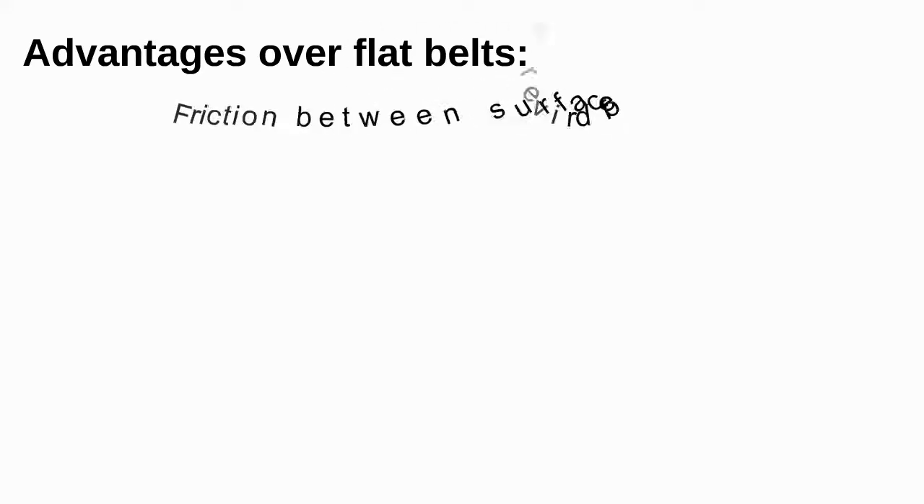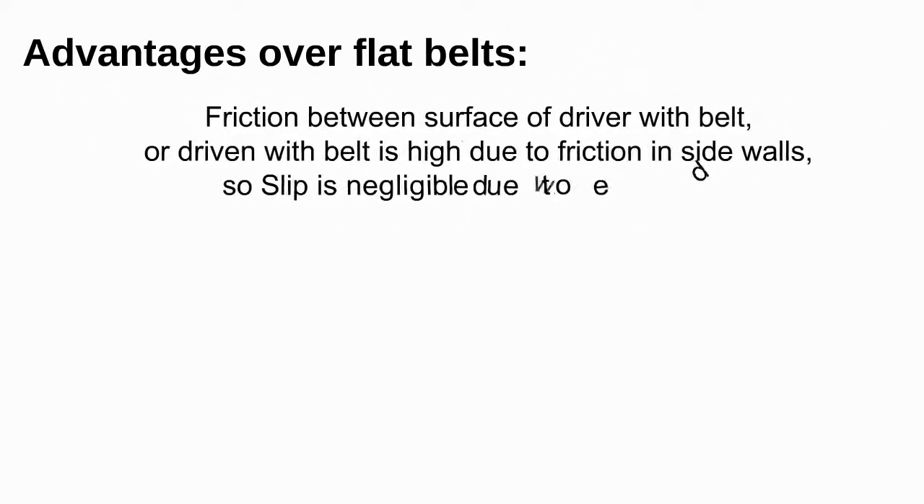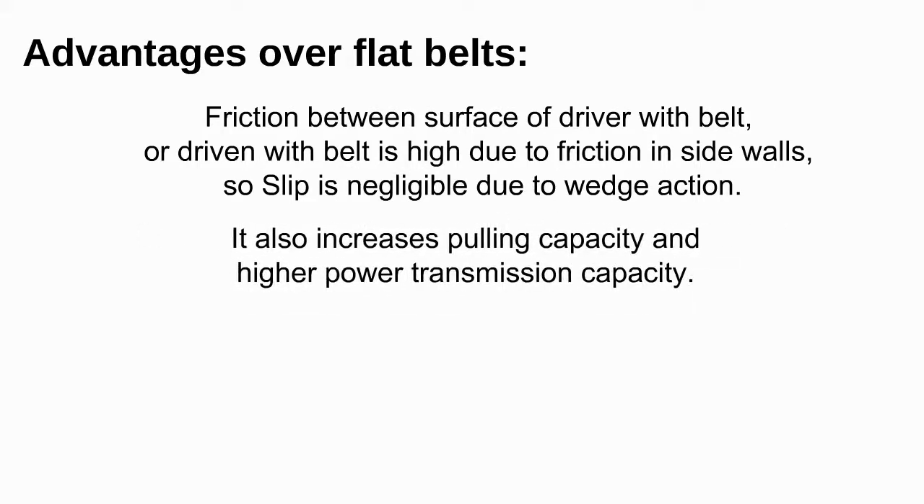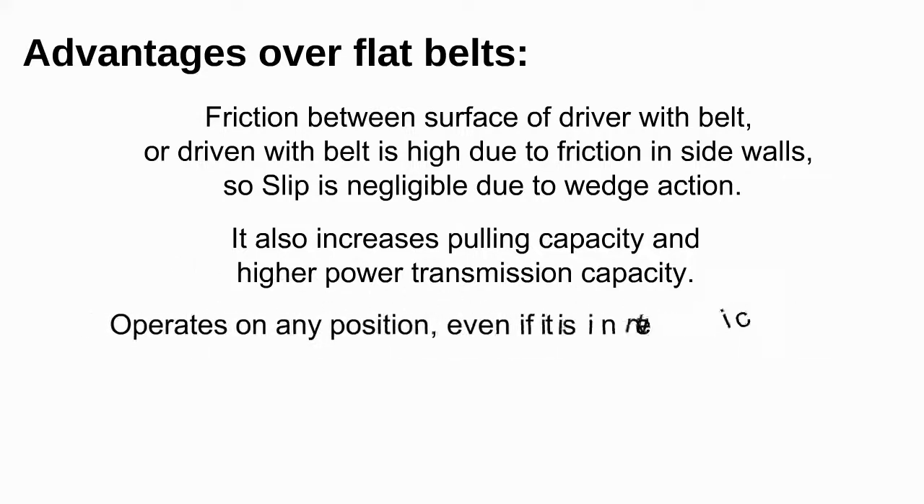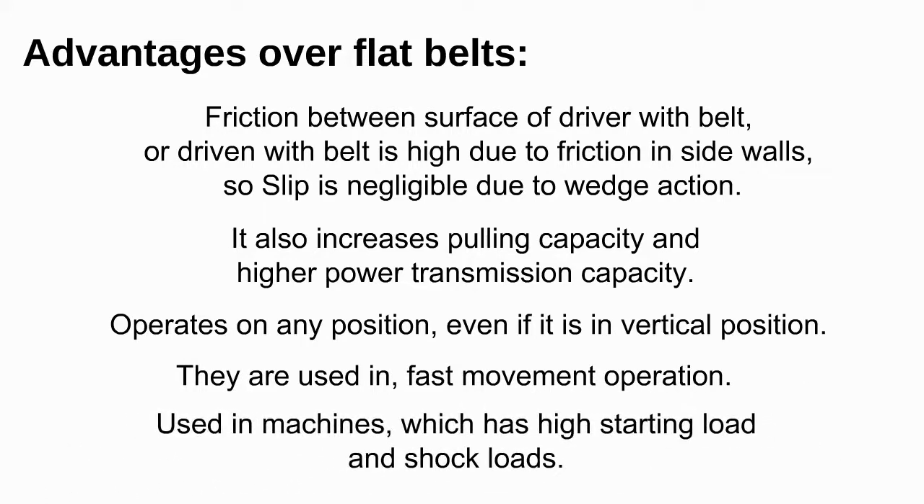Friction between the surface of the driver and the belt, or the driven and the belt, is high due to friction on the inside walls, so slip is negligible due to wedge action. It also increases pulling capacity and power transmission capacity. It operates in any position, even vertical. They are used in fast-movement operations, in machines which have high starting load and shock loads.